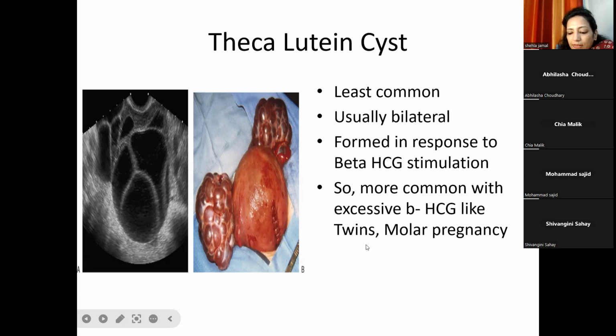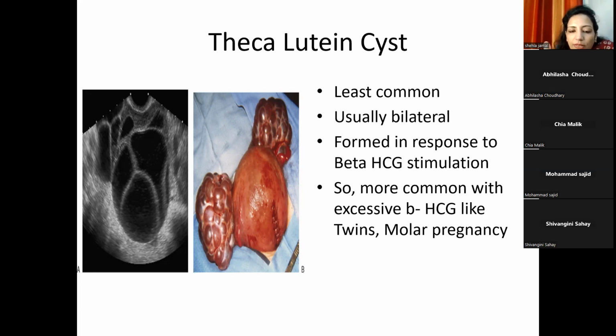So let us revise a few things before we proceed further. The commonest type of cyst that you will see across infancy, puberty, and reproductive age group will be functional ovarian cyst. So what are functional ovarian cysts? They are the cysts which have been formed due to either overproduction, oversecretion, or overstimulation by certain hormones. There are three types of functional ovarian cyst.